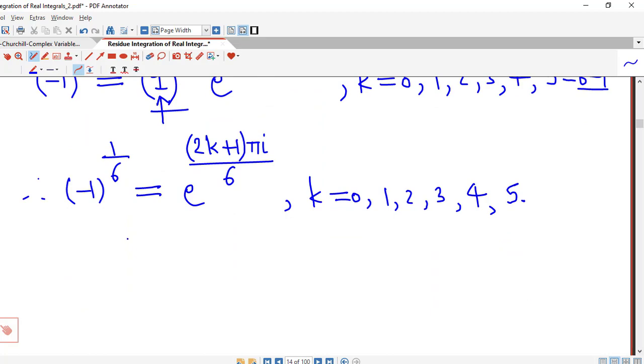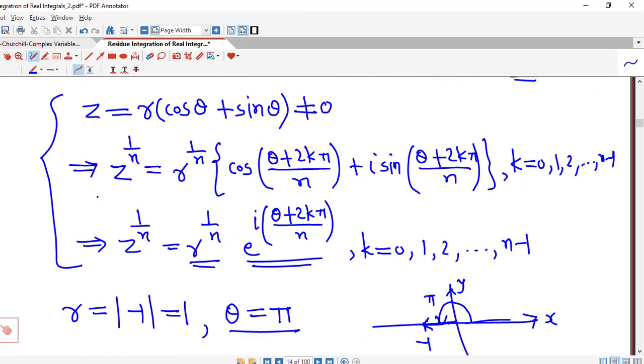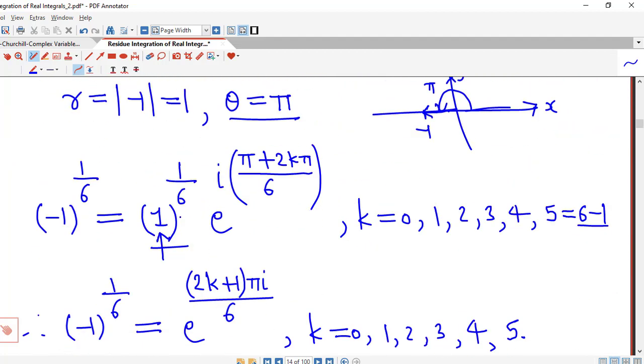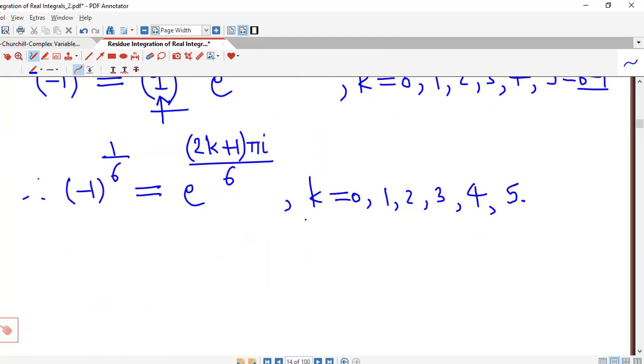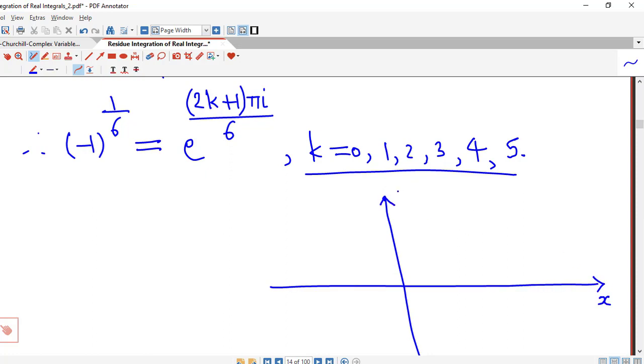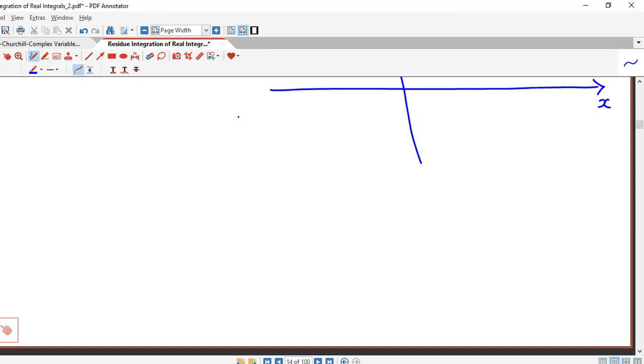So these are the 6 possible roots of minus 1, and these are the solutions of this equation z raised to 6 plus 1 equal to 0. And it is clear that none of these roots will lie on x-axis. Okay, we can represent these roots in the xy plane. If we put k equal to 0, we have e raised to pi i by 6.